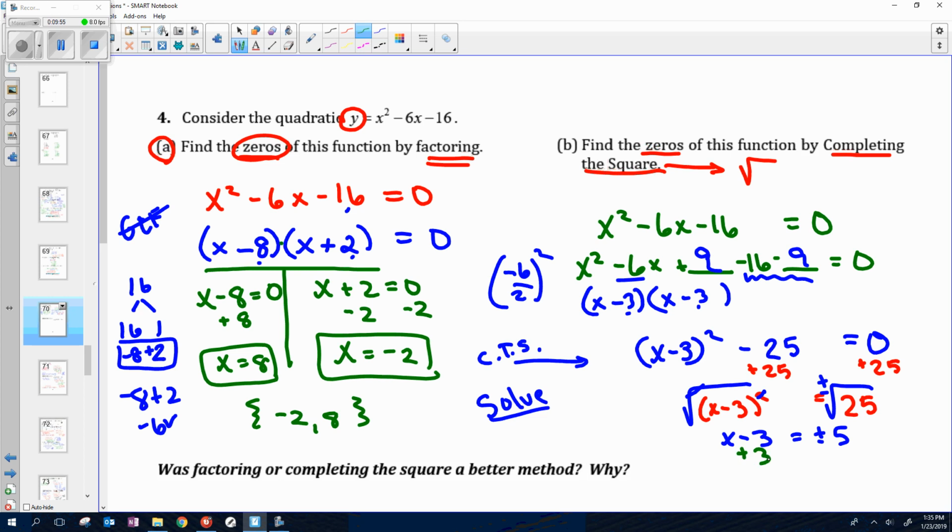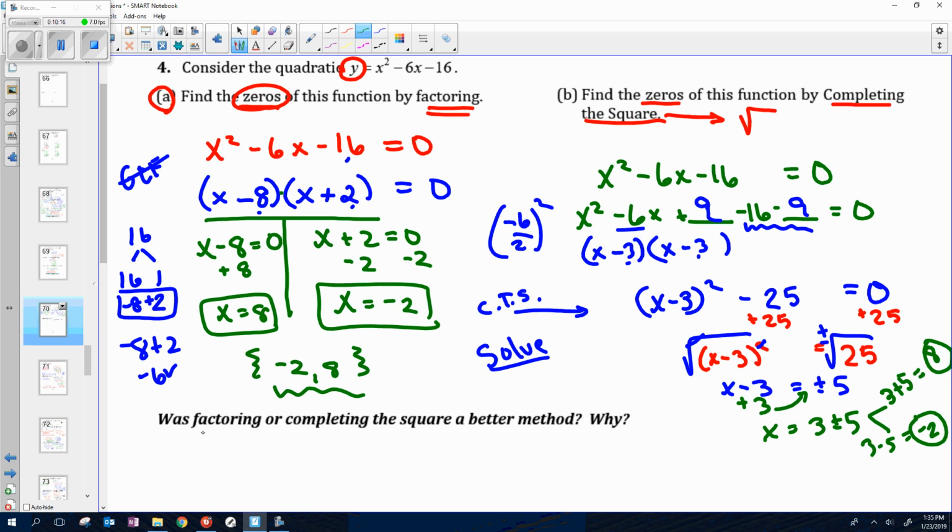Add the 3 in front. So I have 3 ± 5, giving me two answers: 3 + 5, which is 8, and 3 - 5, which is -2. Same thing you got when you did it in part A.